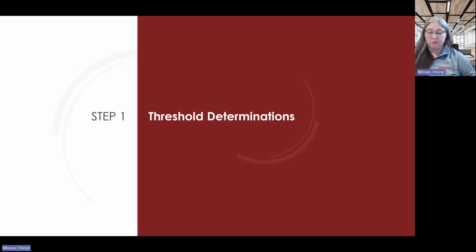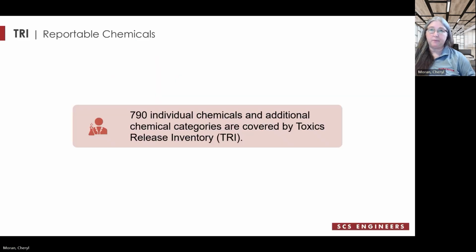So if you are subject to TRI, you should complete the threshold determination each year, even if you don't have to file a report. So this is where we're starting at step 1. For the 2023 reporting year, which is due July 1st, 2024, there are 790 individual chemicals and some additional chemical categories that are covered by the Toxics Release Inventory, or TRI. We'll start by identifying the chemicals that are subject to reporting by looking at the TRI Guide Me.